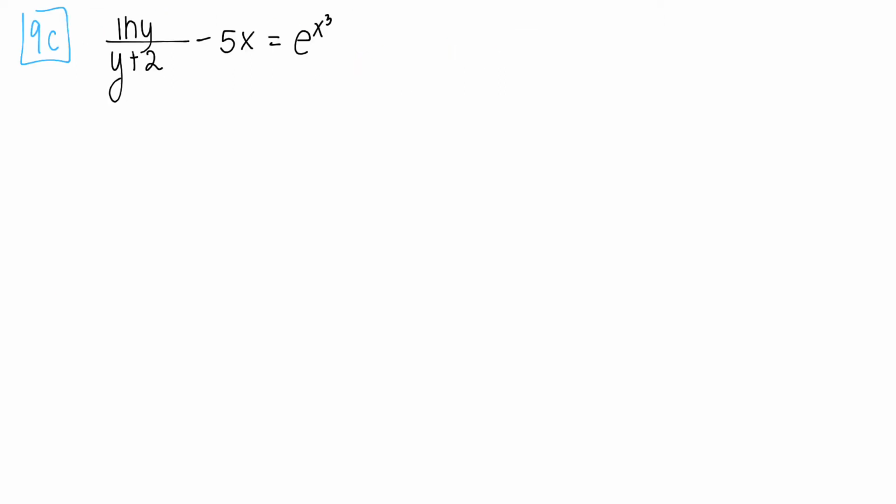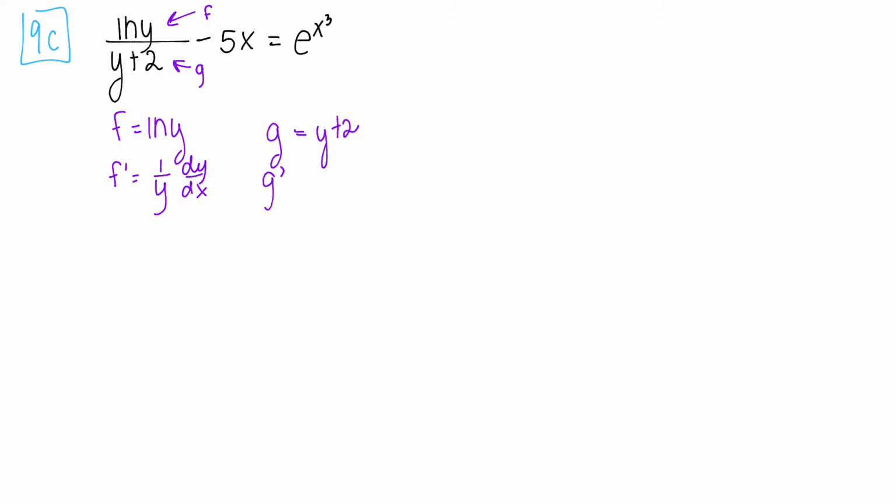All right. Now we're looking at 9c. With 9c, once again, we are finding dy/dx. And looking at this, we're going to have to do quotient rule here, where this guy on top is f and the one on bottom is g. So f is ln y. F prime is 1 over y dy/dx. G is y plus 2. G prime will be dy/dx.